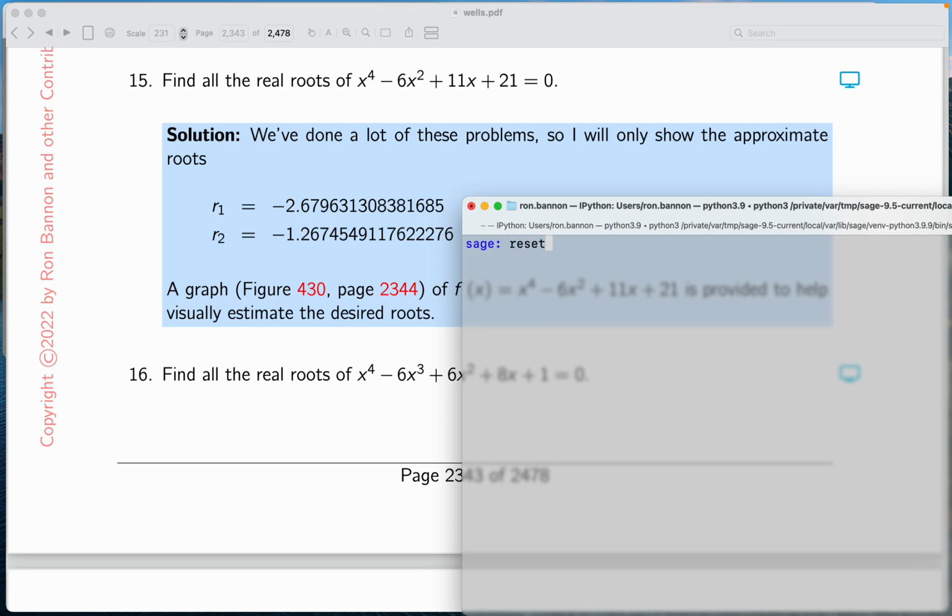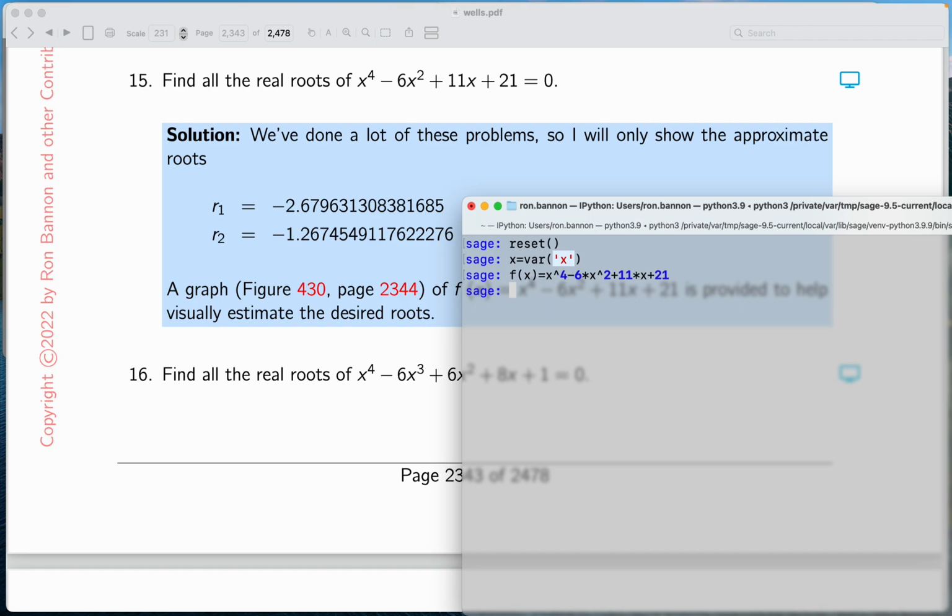Catching on to what we're doing over here, we're streamlining the process to use just one application at this point. x is a variable, and f of x is equal to x^4 minus 6x squared plus 11x plus 21. We're expecting to get 4 roots, by the way.